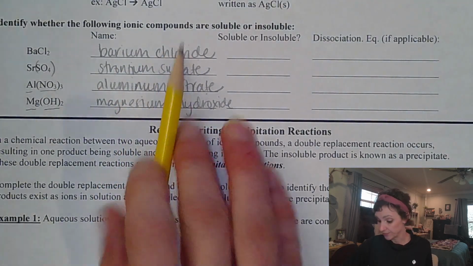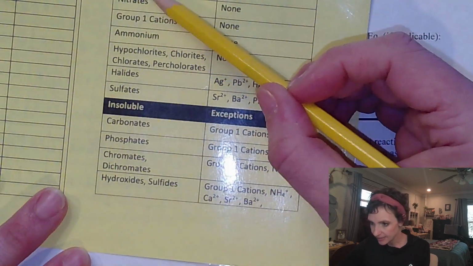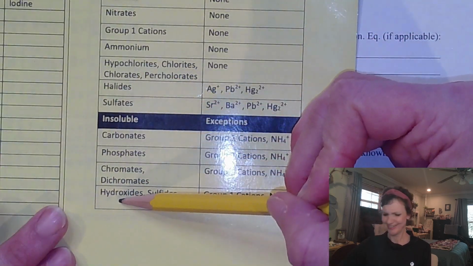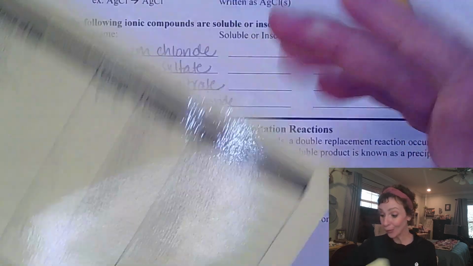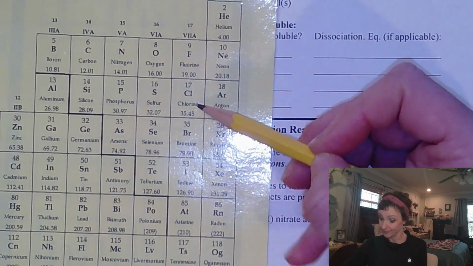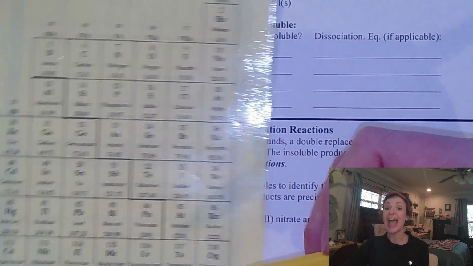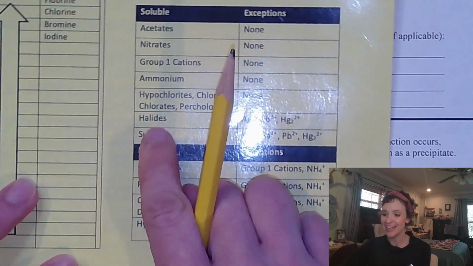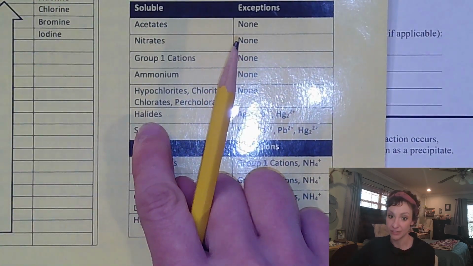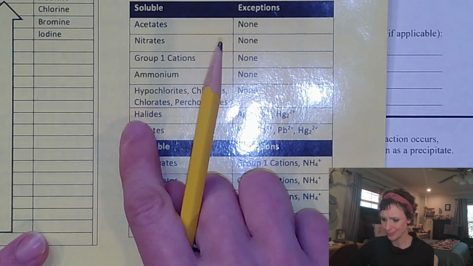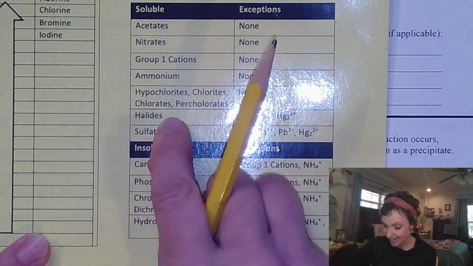Okay, so my first one here, barium chloride. I'm going to look for chloride. Well, chlorine is a halogen. Everybody in group 17 is a halogen. So chlorine and fluorine and bromine and iodine, all of these are actually what we call halides. So a halide is a way to express a halogen ion. So barium chloride is a halide.